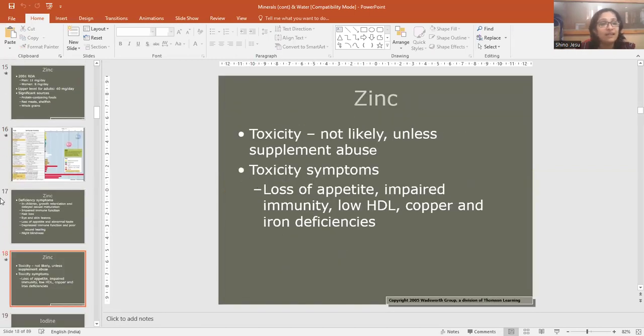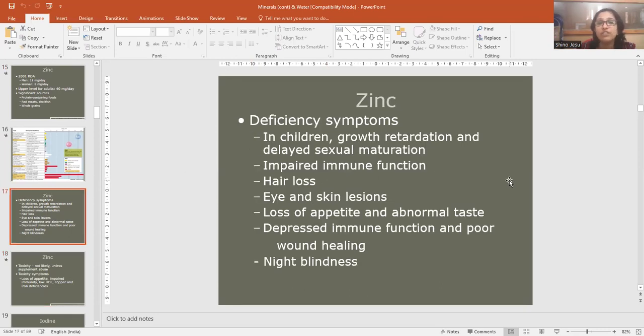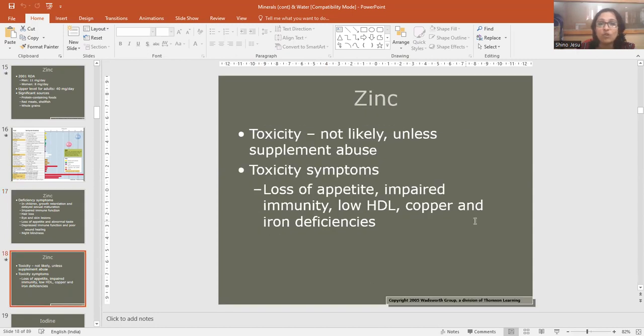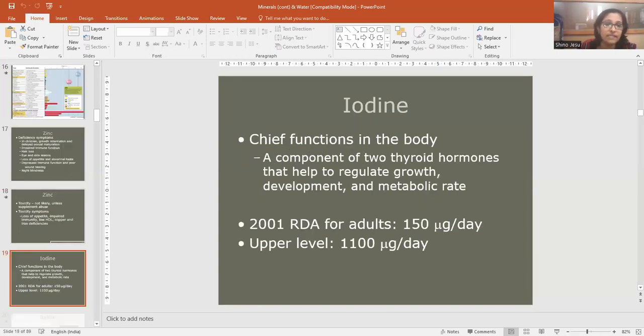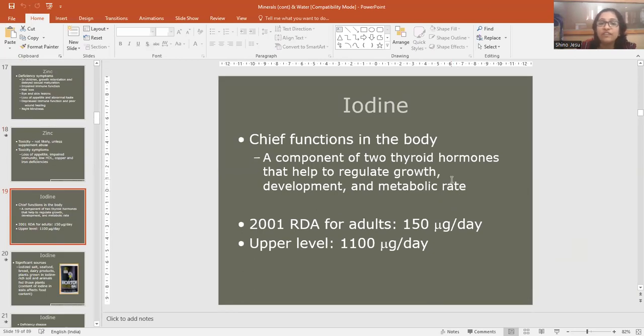Zinc deficiency symptoms in children include growth retardation and delayed sexual maturation, impaired immune function, skin lesions, loss of appetite and abnormal taste, and poor wound healing and night blindness. Now, toxicity is not likely, but symptoms may include loss of appetite, impaired immunity, low HDL, and copper and iron deficiency.